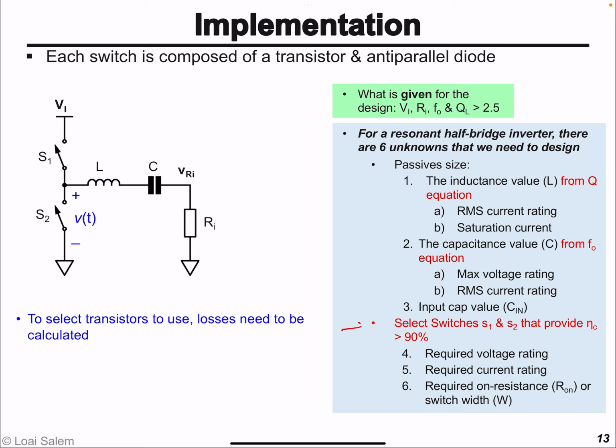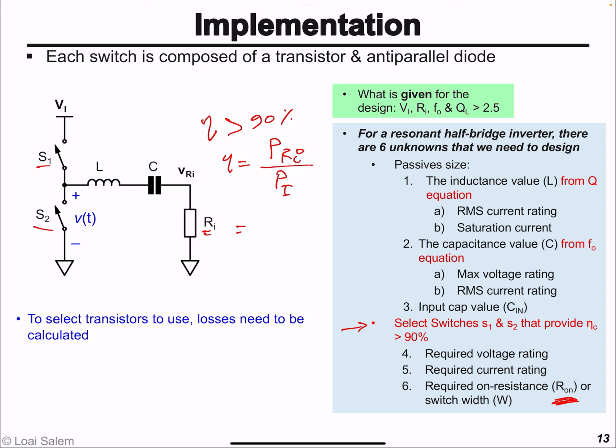Now to the selection of the equivalent on resistance of the switches S1 and S2. The equivalent on resistance of the switches S1 and S2 are typically selected so that the efficiency of the series resonant pulse inverter is larger than 90%. The efficiency is given as the ratio between the power that's delivered to the load divided by the input power.